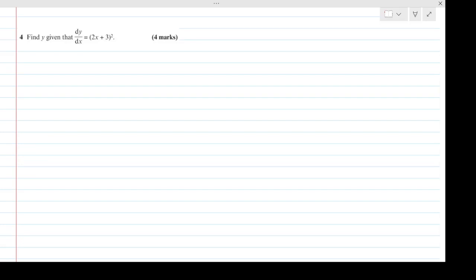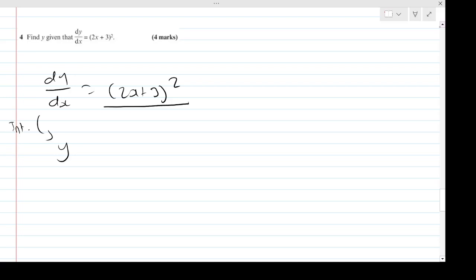Then we have this final question here. So we have that dy dx is equal to (2x plus 3) squared, and we want to find y. So we want to find the original function. We're going to integrate. Well, what's the problem here? Likewise with differentiation, we need to make sure the x's are in suitable powers, so it resembles x to the n. The problem is it's all in these brackets and we can't integrate with the whole bracket thing. We need to expand it, right? So before we do any integration, we need to expand it to get just powers of x.